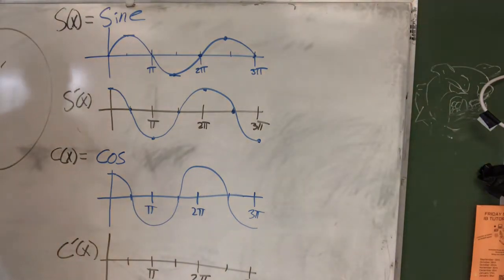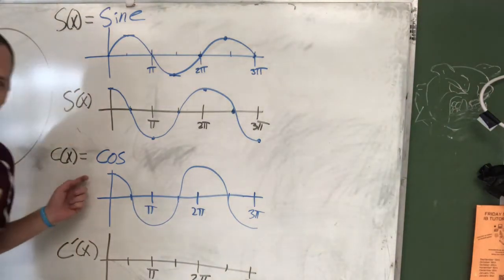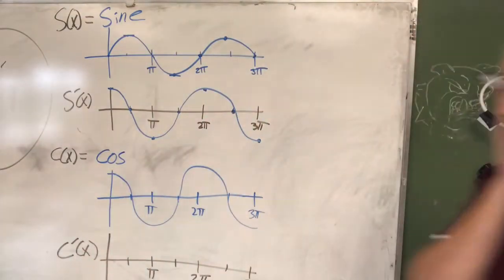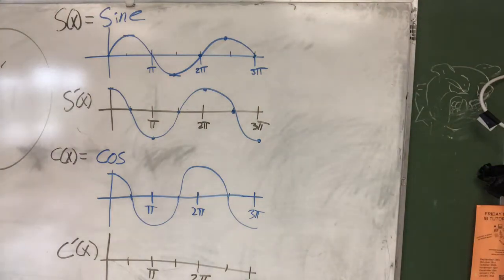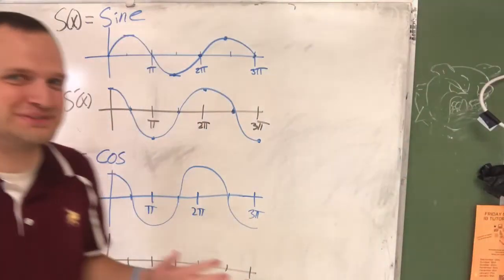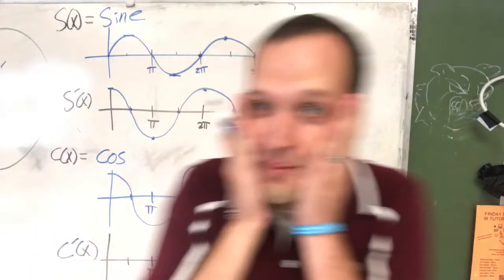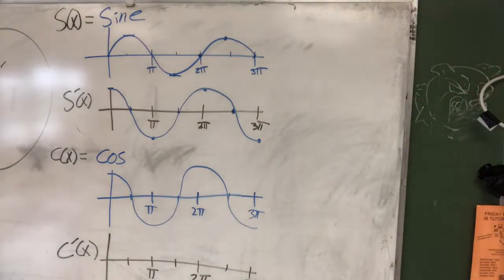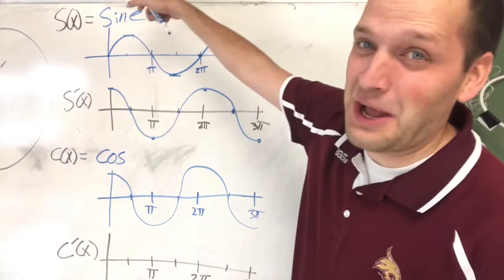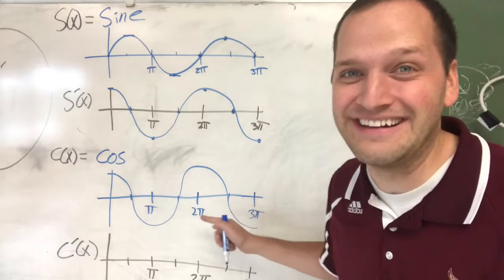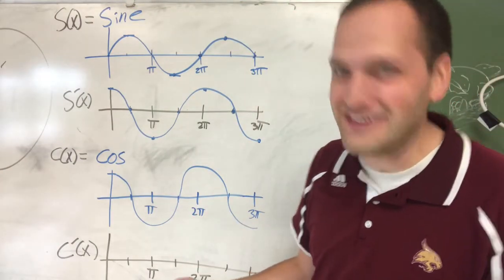what does that kind of look like? Does that look like the cosine graph? Oh! Is a cosine graph possibly the derivative of a sine graph? Oh, maybe it is. Okay. So the derivative of a sine graph is cosine. That's so cool. All right.